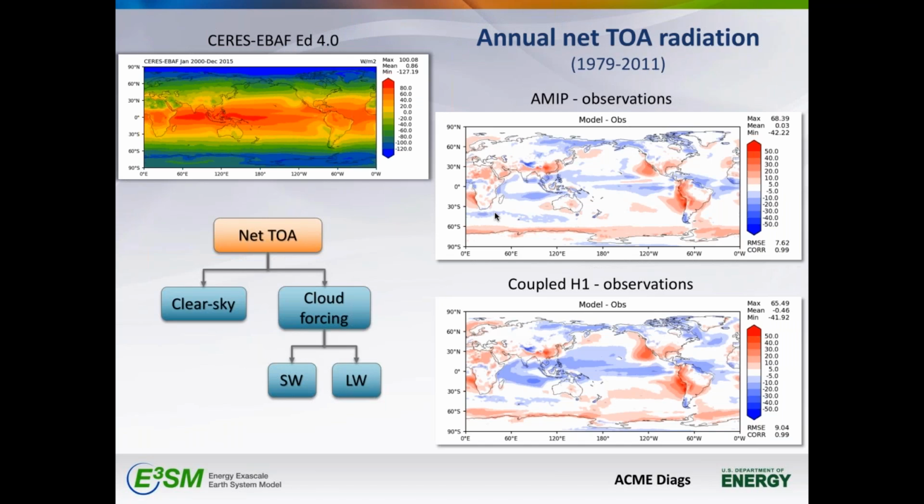Now showing you a couple of figures from the atmosphere. And for this, I will show you both the figures from the CMIP simulation as well as the figure from the historical coupled simulation. And I have selected the same period, 1979 to 2011. So this is the top of the atmosphere radiation, the observation from CERES EBAF. And then the plots on the right are the difference between the model and the observation. The top panel is from the CMIP simulation, and the bottom panel is from the historical coupled simulation.